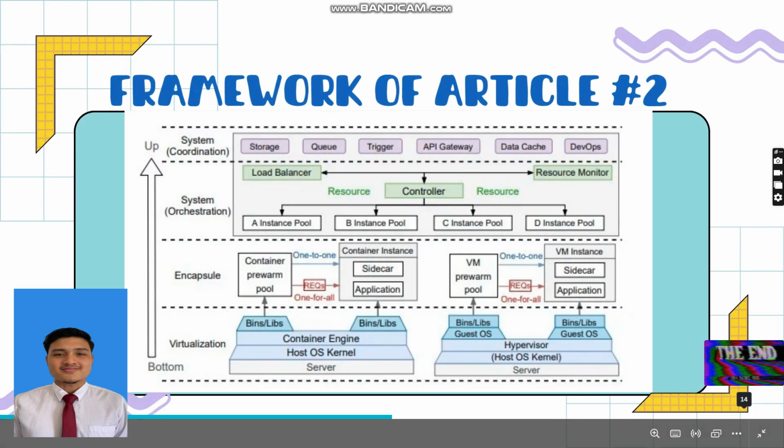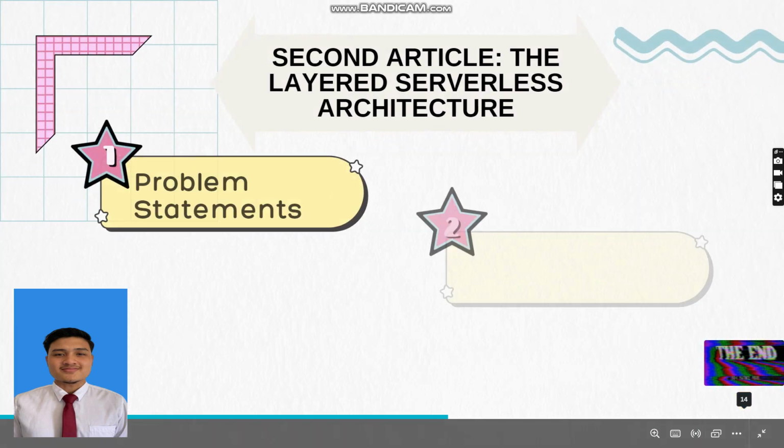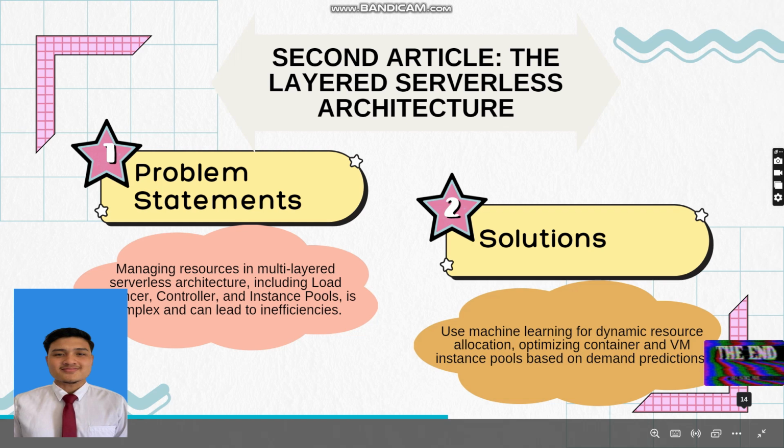Next, we can see the framework of Article 2. You can see system coordination, system orchestration, and capsule and virtualization. We can see the API gateway, data cache, query, and storage. It's about the server and also kernel and hypervisor and container engine. So that is the framework of Article 2. I will explain about the framework. The second article is the layered serverless architecture.